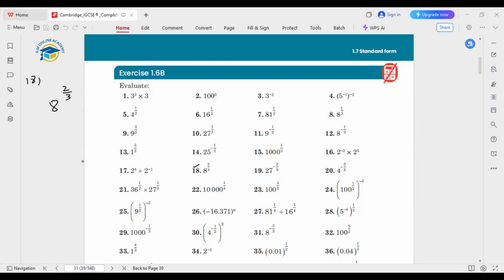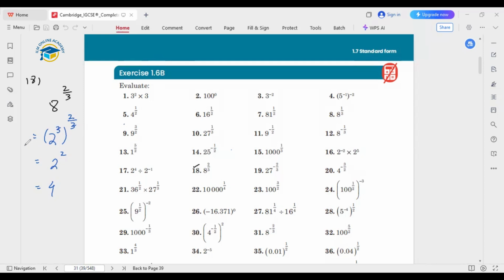So again, they gave it with the fractional power. So 8 we can write as 2 raised to the power 3, and the power above will be 2 by 3. So the 3's we can cancel out and only 2 raised to the power 2 is remaining. That will be 4. Okay.